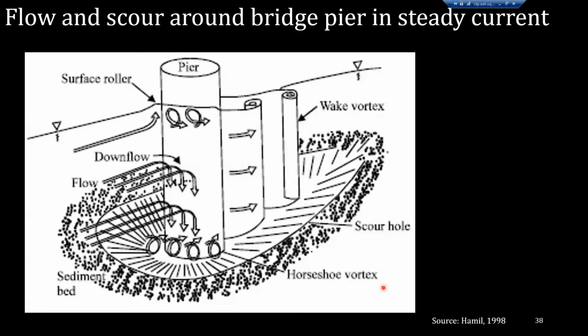Usually for a steady flow, we know what the flow phenomenon is around the bridge pier. So it's going to form a horseshoe vortex, and behind the pier, there's going to be a wake vortex. The horseshoe vortex is going to create erosion or scour around the pier.